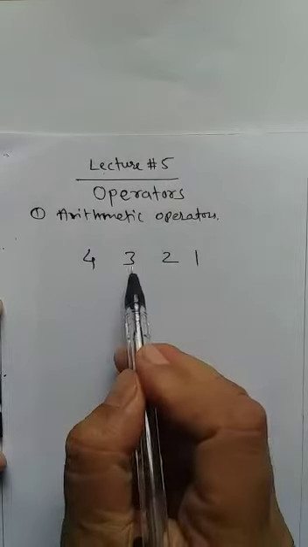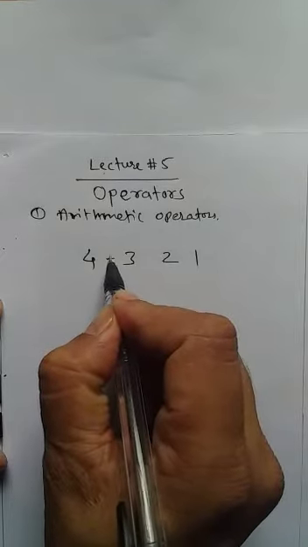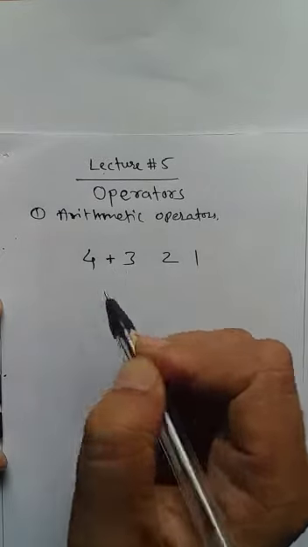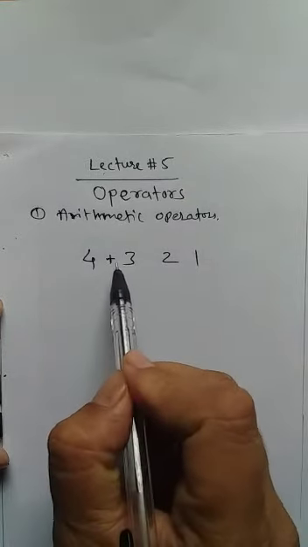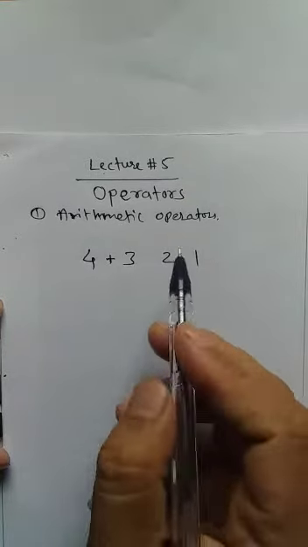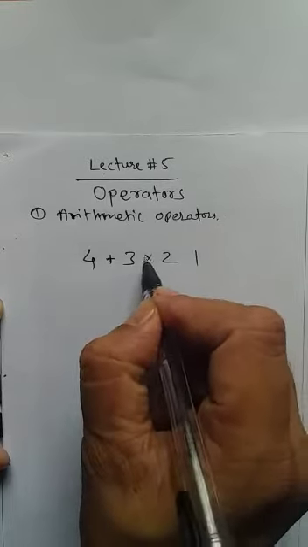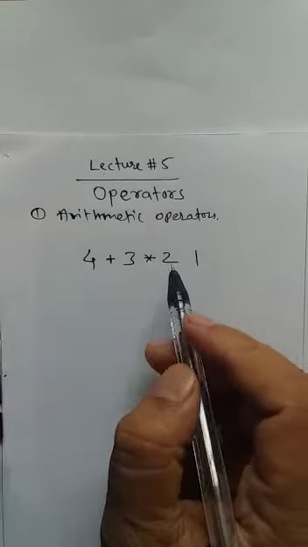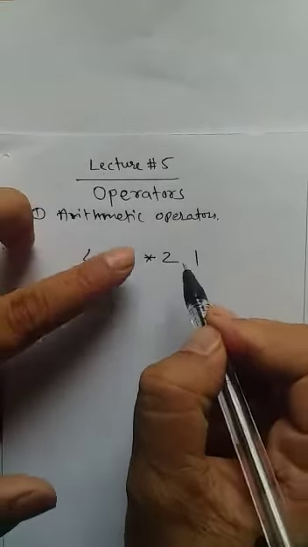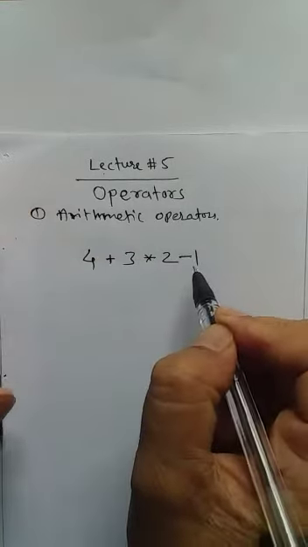Now we have these four numbers given. If I want to perform addition on these numbers, plus is addition. Performing addition of two numbers, that is 4 plus 3, we will get the result 7. If I want to perform multiplication, then I will write 3 into 2, which gives 6. Now if I want to perform a subtract operation on the two numbers 2 and 1, I will write 2 minus 1, so it will give me 1.